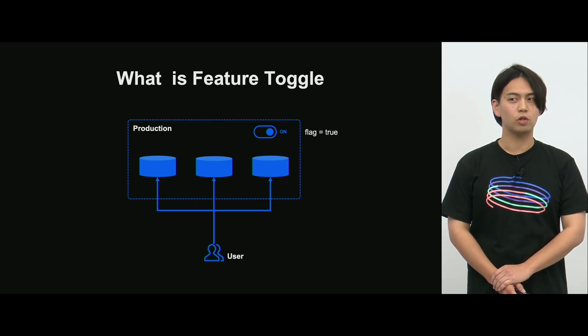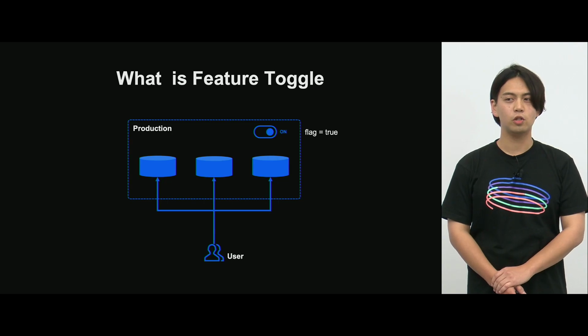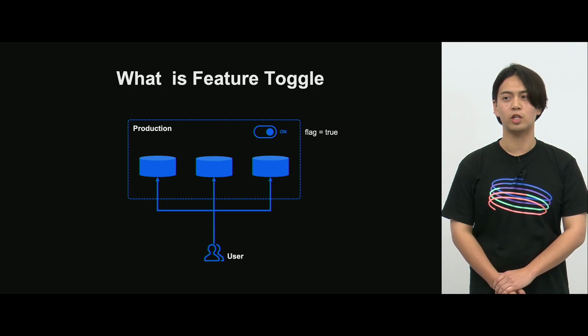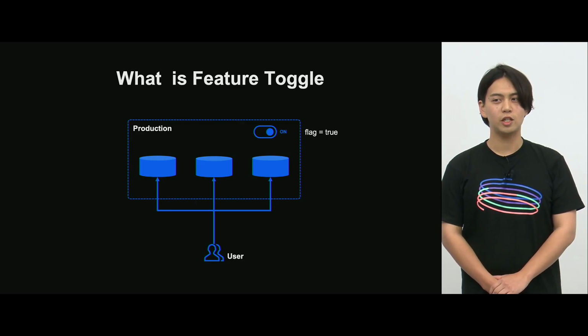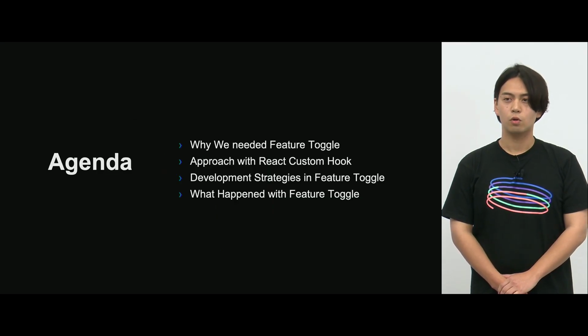By disabling the feature under development for the users with the toggle, we developers can hide the feature from the users and continue to use that feature in the production environment, while still allowing the developers to use the feature under development. And I'll be talking about this feature toggle.